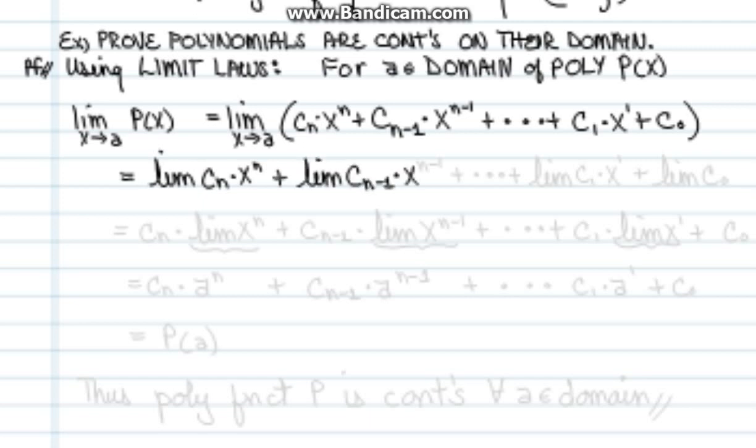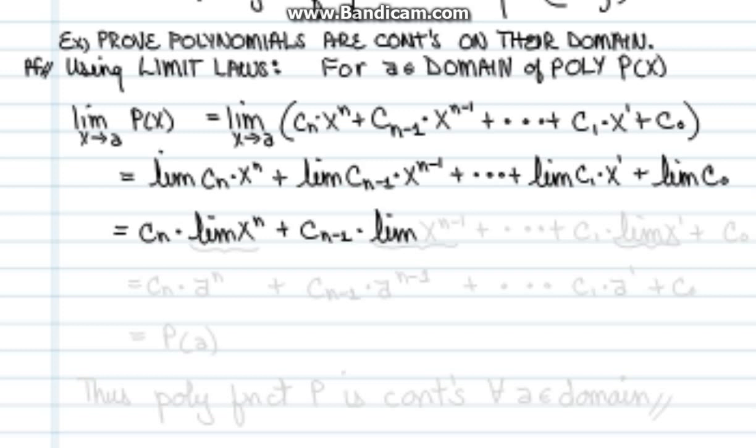Now what we know, we can distribute the limit across addition. So we are going to apply the limit to each of the terms in the polynomial. And on the next line, we're going to pull the constants, the coefficients c sub n minus 1, etc., out in front of the limits of each of these terms. These are all things that we can do using the limit laws.